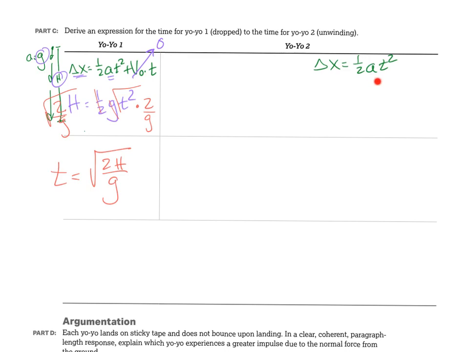It's not falling at 9.8 like yo-yo 1. So the first part of this is we need to actually solve and figure out what is the acceleration rate of this yo-yo that's getting pulled up on, and we can solve that using a couple of the torque equations.